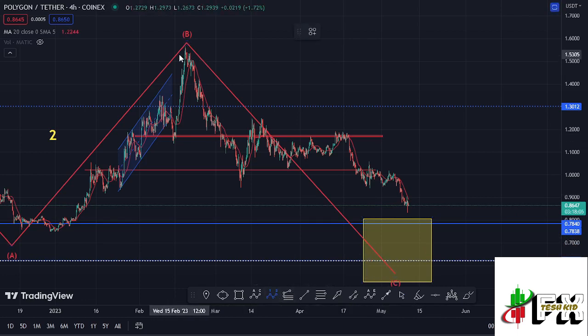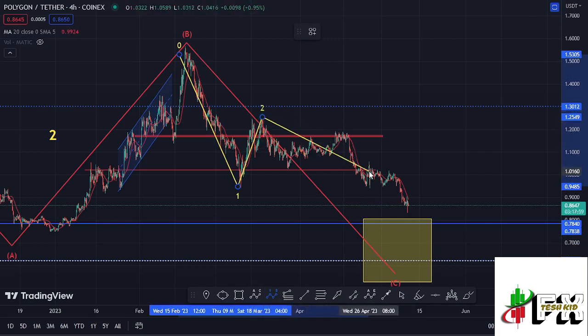And to give you a micro Elliot wave count within the formation of this wave C, we can term this as a wave 1. Then we saw that as a wave 2. And whatever we saw right here was an impulsive wave 3 to the lower side in a move that gave us a low at around the $0.83 mark.